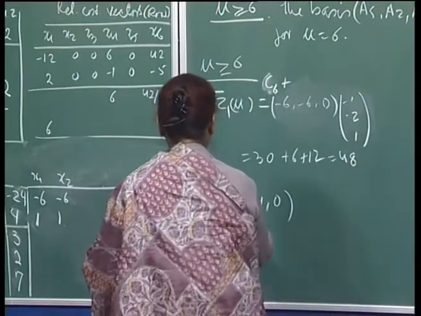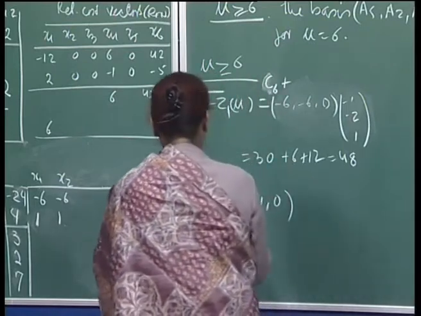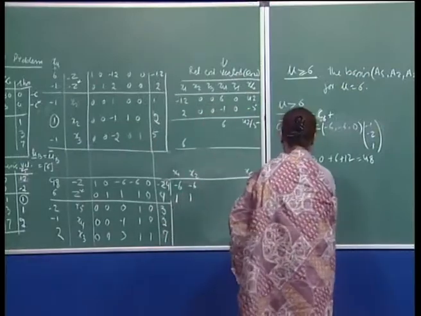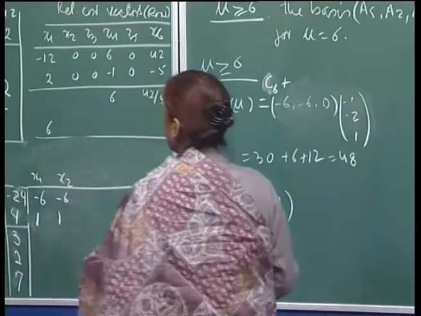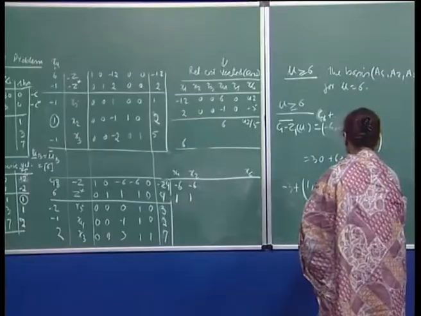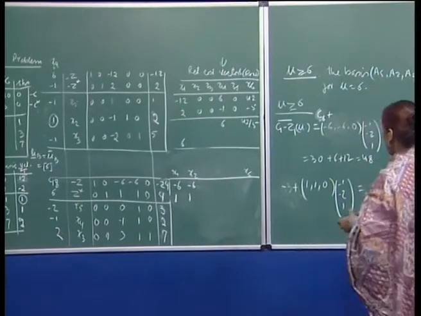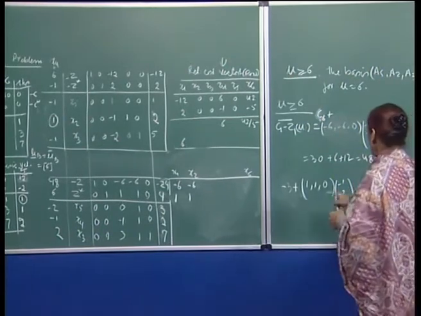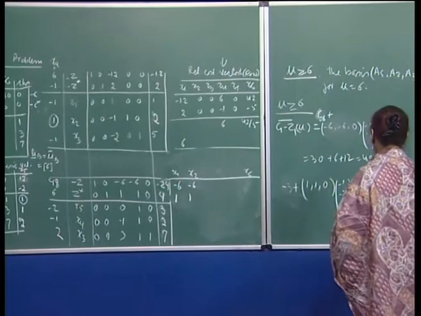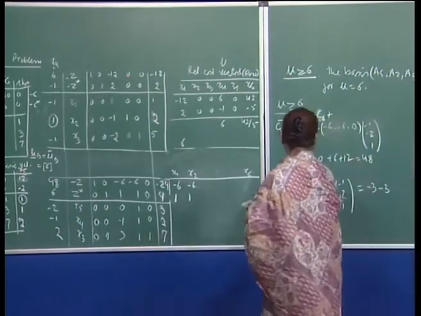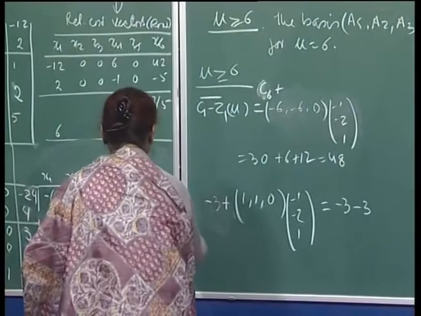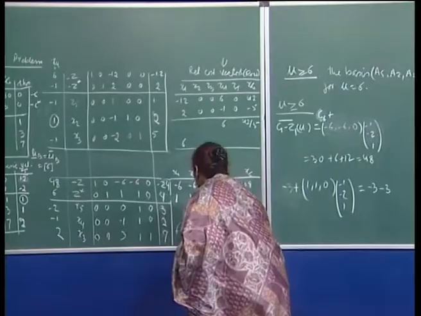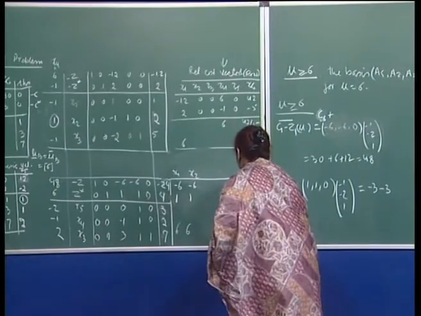So that would be 30 plus, oh sorry, not 30. What is the price here? That is minus 3. So minus 3 plus this, and again you write minus 1 minus 2 1. So how much is this? Minus 3, then minus 1 and minus 2, minus 3. So minus 6. So this becomes 48 minus 6. So the ratios here would be 6 and this would be 8.